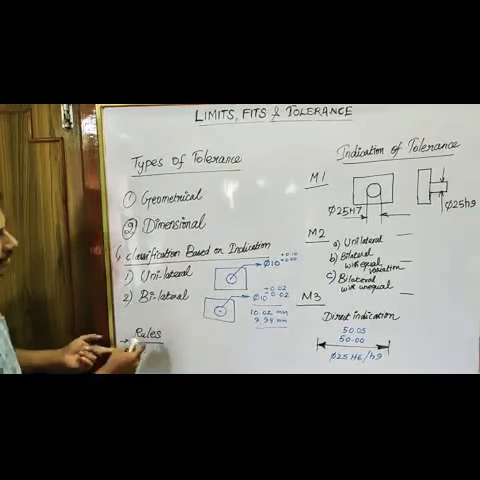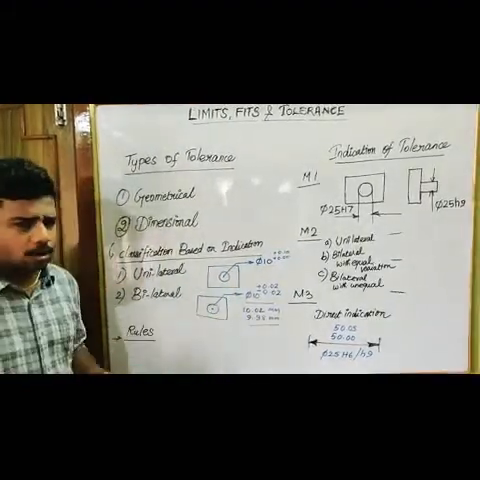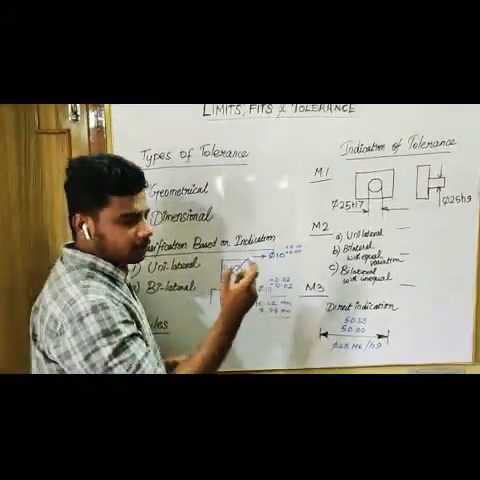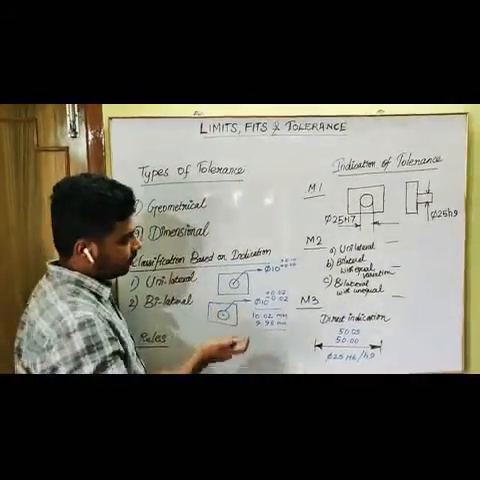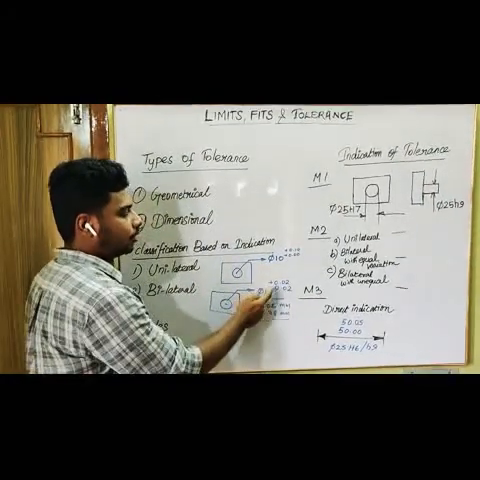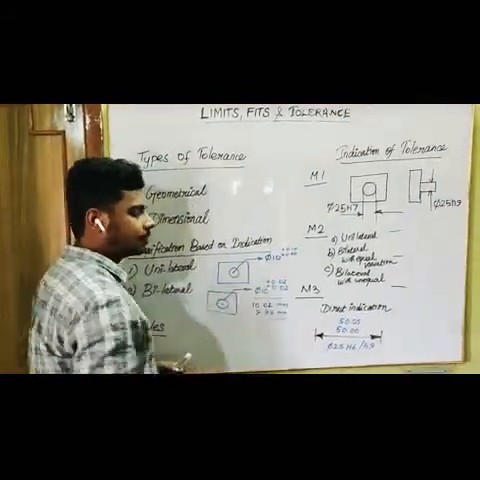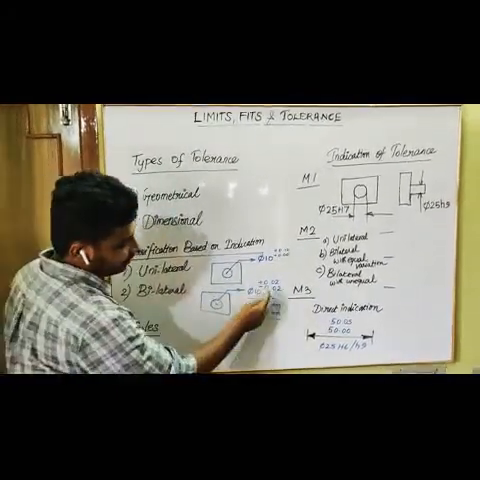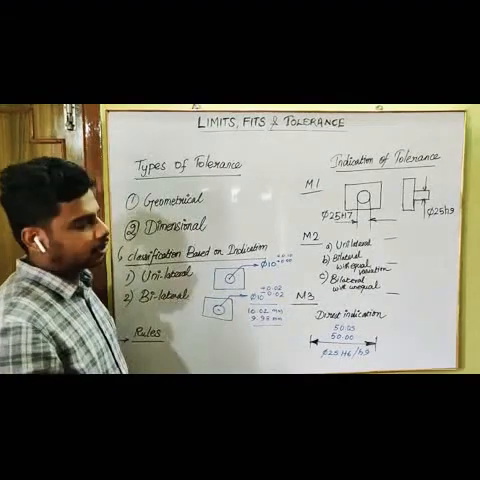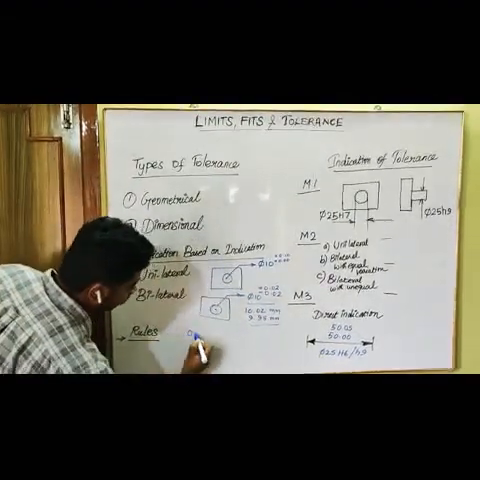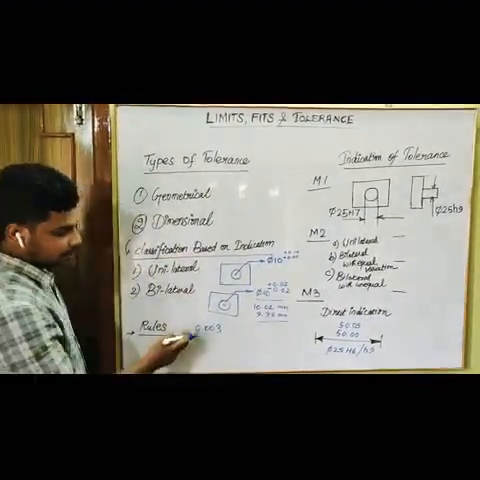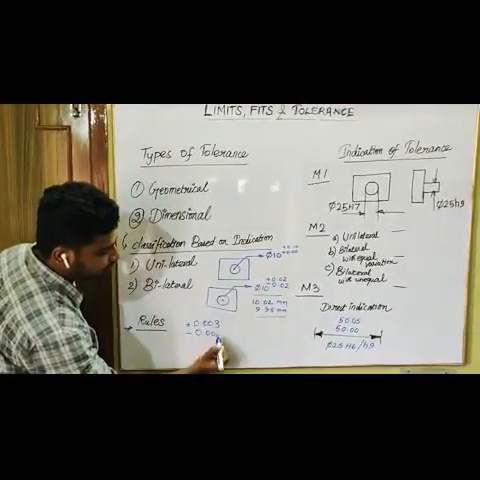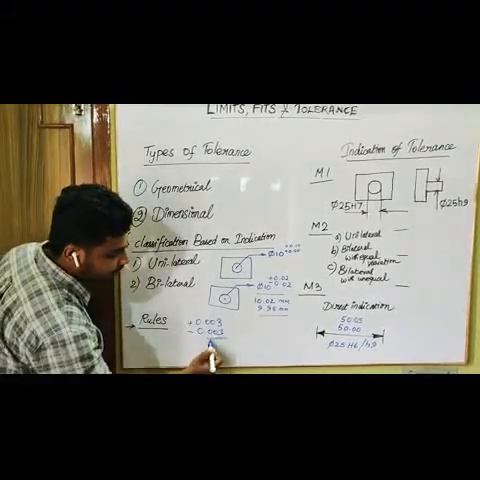What are the rules available for indicating this dimension? There are 2 main rules. One is that your positive or upper deviation should always be at the top and lower or negative deviation should be at the bottom. That is rule number 1. Rule number 2 is your decimal places. How many decimal places are you keeping? For example, if you are keeping 0.003, the same decimal places should be given for negative also, 0.0. Not the same dimension, the same decimal places.